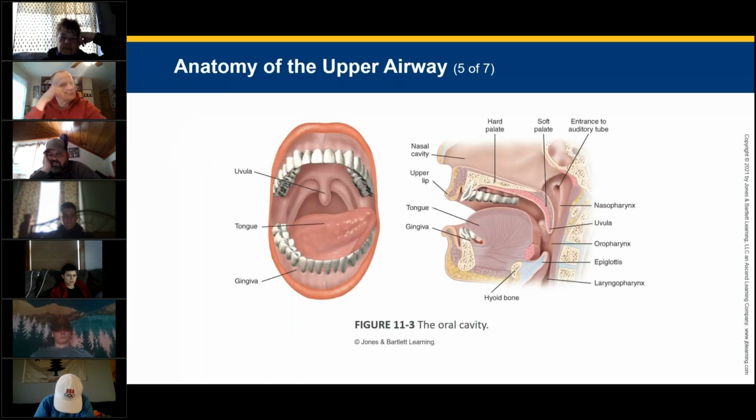And here you've got a nice diagram. You can see the mouth with the uvula, the tongue, and then on the right-hand side, you can see you've got your nasal cavity, your upper lip, tongue, hard palate, soft palate, entrance to the auditory tube, or the ear canal, the nasopharynx, the uvula, which is what hangs in the back of your throat there, the oropharynx, the epiglottis, which is that little flap, and the laryngopharynx.